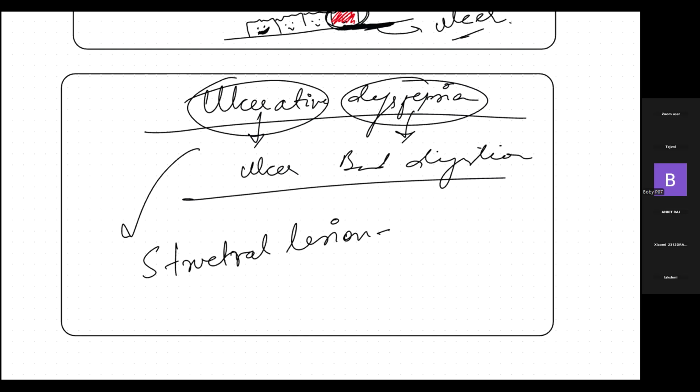Now let's see the common causes, and in short we'll be seeing the pathophysiology, and then we'll move on. Basically we will try to learn ulcerative dyspepsia in such a way that if a question comes for 5 marks, we can write it. So what are the causes of ulcerative dyspepsia?